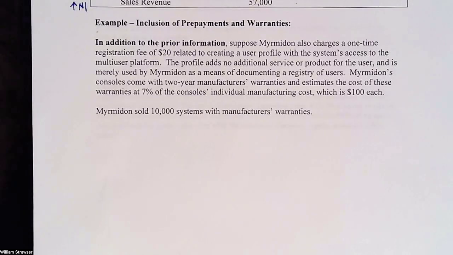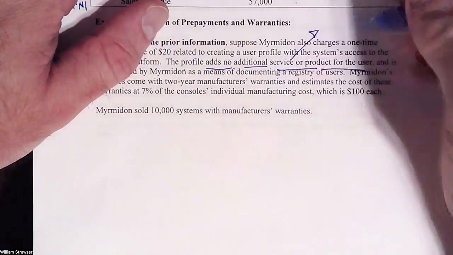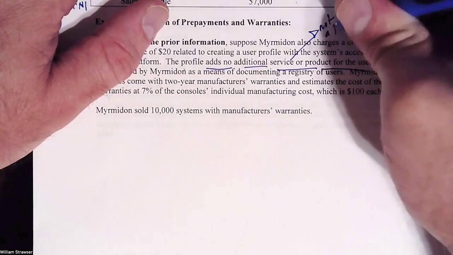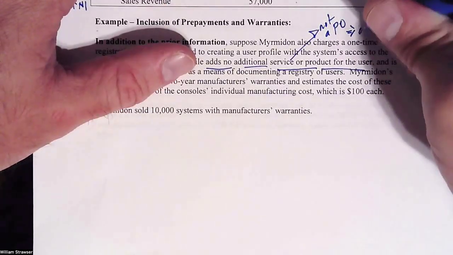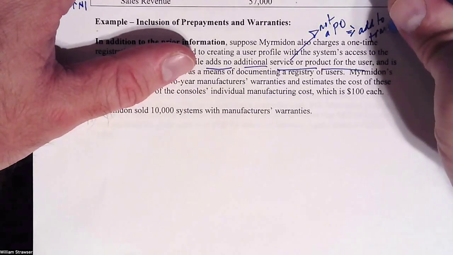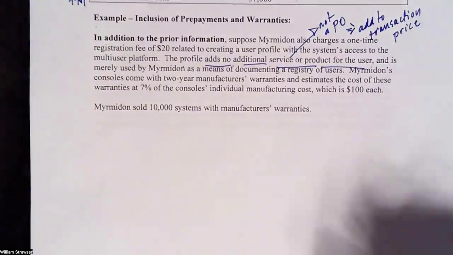So suppose that in addition to everything before, there's a one-time registration fee of $20 related to creating a user profile to access the multi-user platform. So just an additional layer of charges, right? Where the profile adds no additional service or product for the user. So since it adds no additional services or product for the user, this is not a performance obligation. The treatment then, in this case, is to add to the transaction price of the bundle we're selling.